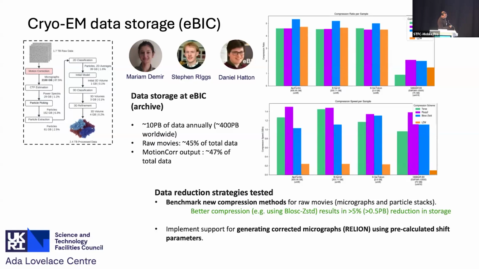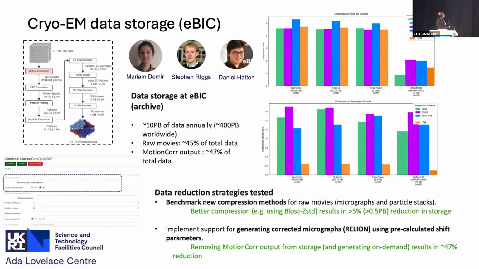So you have some stepwise gains here. It's around 5% or more, but overall it's like 0.5 petabytes in a year. And also if we get rid of motion corrected micrographs from the storage, you save that 47%. So we modified RELION to be able to calculate motion corrected micrographs on demand. If you have pre-calculated shift parameters from a previous run, you can use them and generate this on demand. And this motion corrected micrographs calculation is added as a job continuation in Doppio.